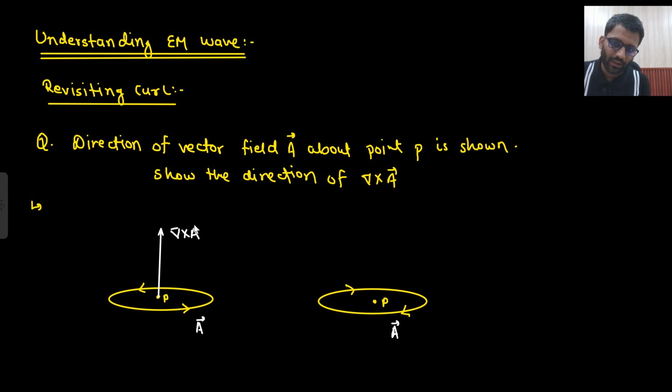This will be the direction of del cross E. What about this? The field is clockwise. So I will rotate my right hand clockwise, and it will point downward. So what is the conclusion here? That the direction of del cross A is always perpendicular to the rotation of the field. My field is rotating in this plane, so the direction of del cross A is perpendicular to the rotation of the field. Right? Is that clear to you? We will be using all these things, so that's why I am dealing with it here.